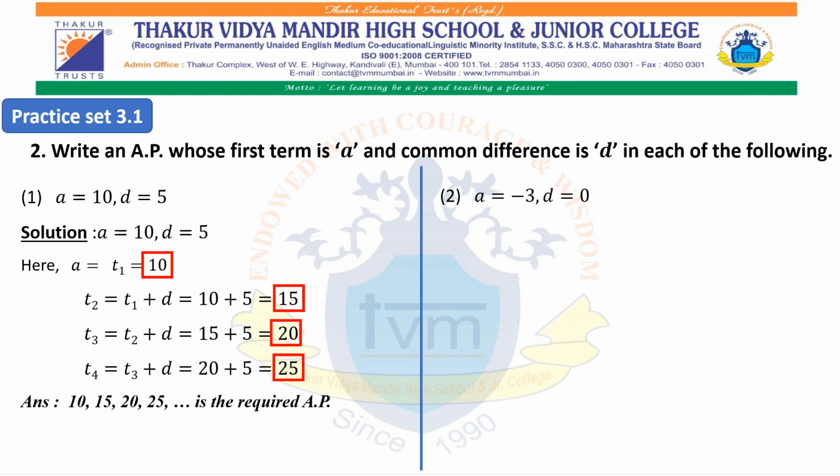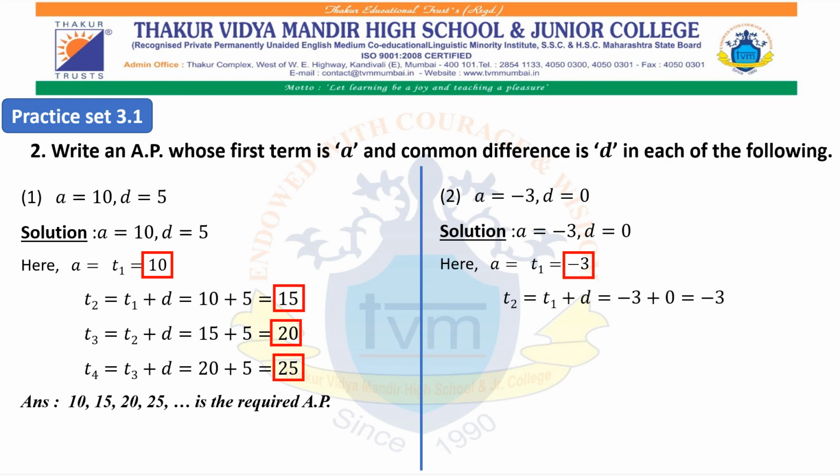Sum number 2. The value of A here is minus 3 and the value of D is 0. Let us start with the solution. We will write the values of A and D. Here the value of A they have given is minus 3, which means they have given T1. Therefore we will write A equals T1 equals minus 3. So we got the first term of the required AP. For finding the second term, what will we do? We will take the previous term and add the common difference. So for finding T2, we will take the previous term which is T1 and add D. Here it will be minus 3 plus 0 equals minus 3.